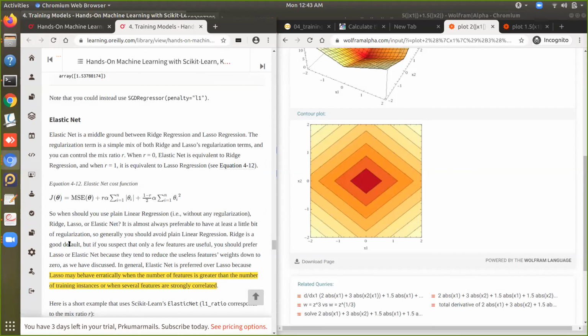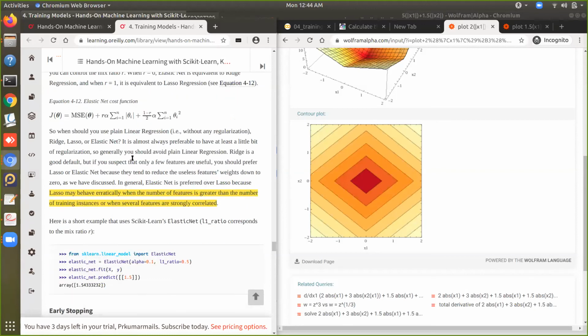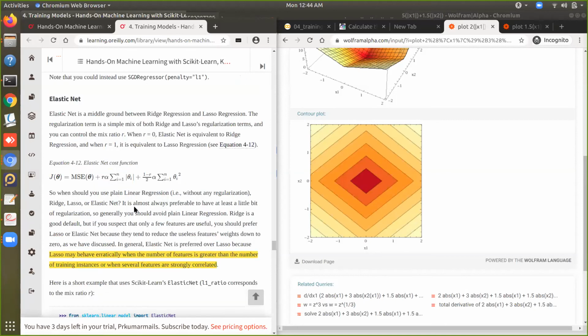Then the next one is the elastic net regression. It is parameterized using the value r. It's a combination of lasso and ridge with some proportions. It is also just another trial and error. We are trying to get the positives of lasso as well as ridge.